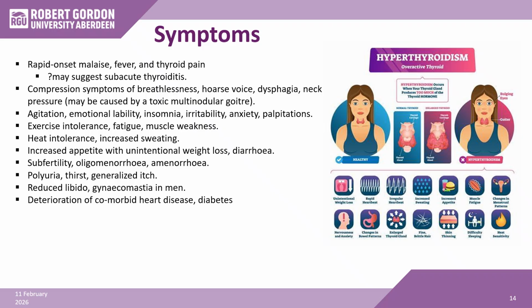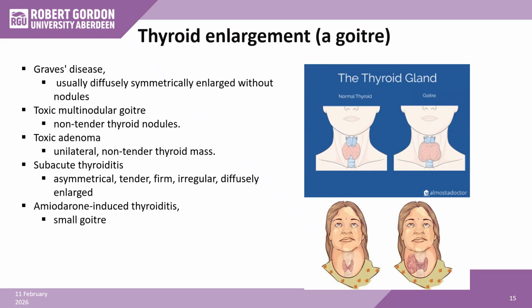Some presentations point to specific underlying causes. For example, a painful thyroid could suggest a subacute thyroiditis, while compressive symptoms like hoarseness or difficulty swallowing could indicate a large toxic goiter. So have a look at these photos on this slide here, just to give you an indication of the most common presenting symptoms of hyperthyroidism.